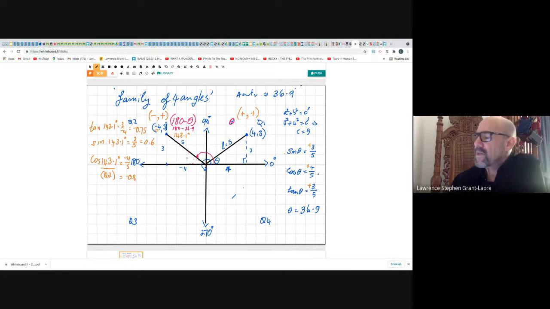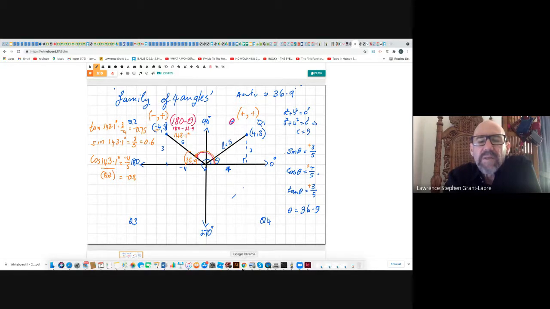So this is 36.9 degrees here, but the angle is all the way around, 143.1. From 0, it is 143.1. So if you go to the calculator and you put sine, is the calculator gone? Can I find it again?